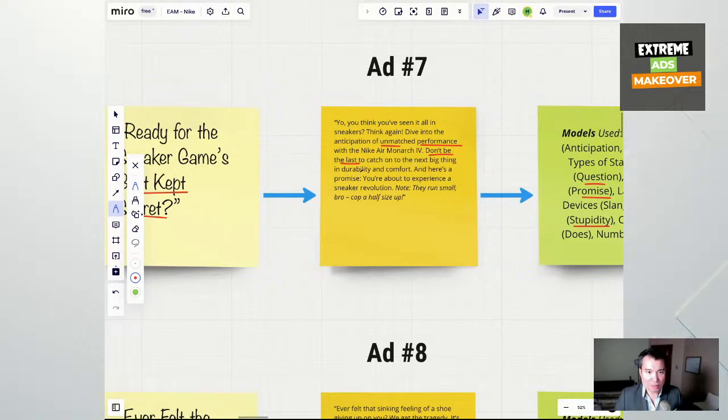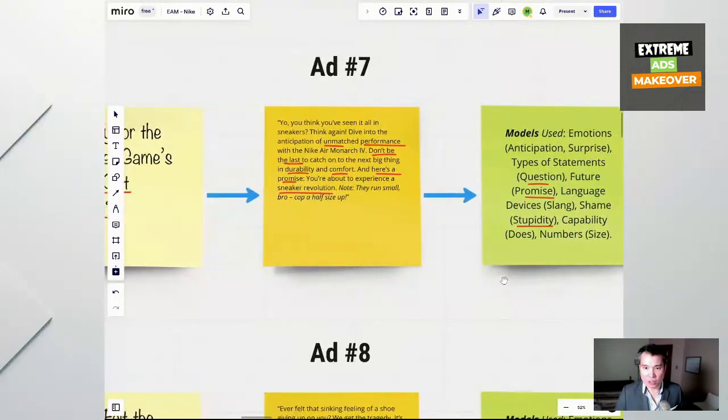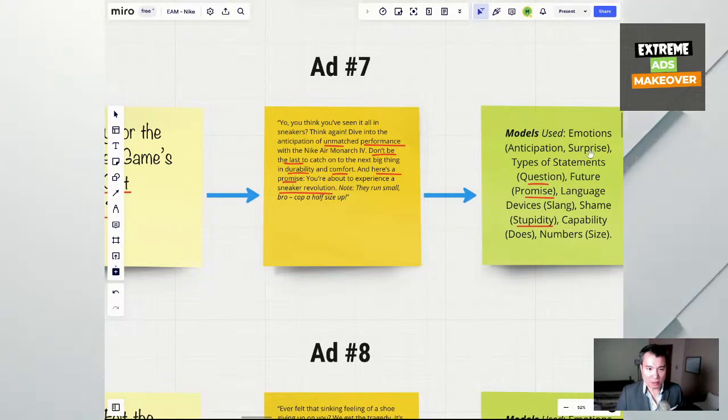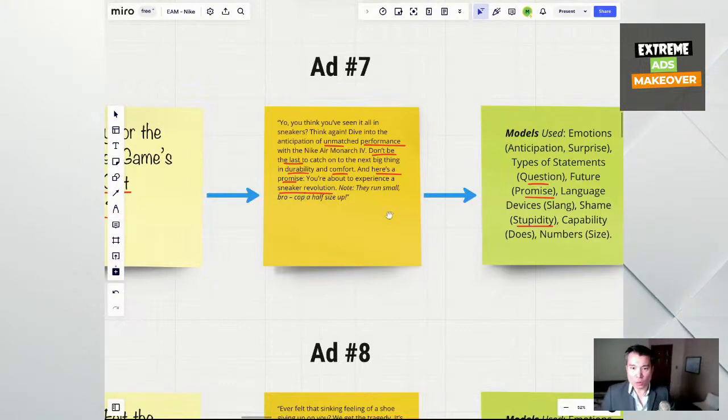"Catch on to the next big thing in durability and comfort." And here's a promise over here: "You're about to experience a sneaker revolution." What is the revolution in here? The revolution that we have in here is, you see, promise, lots of promises, stupidity, because don't be the last one, right? And surprise, you're about to experience a sneaker revolution.